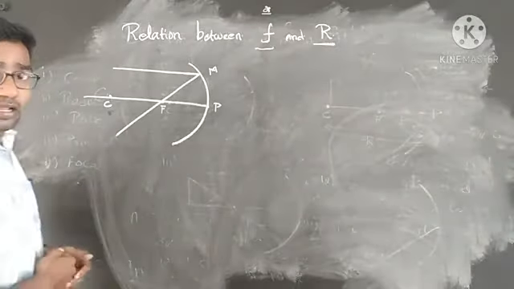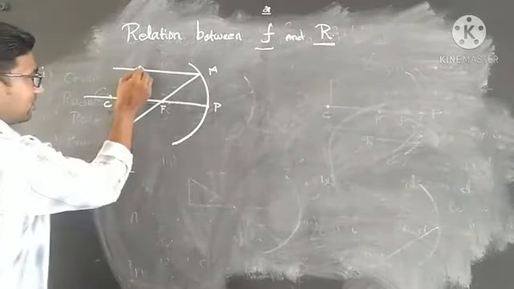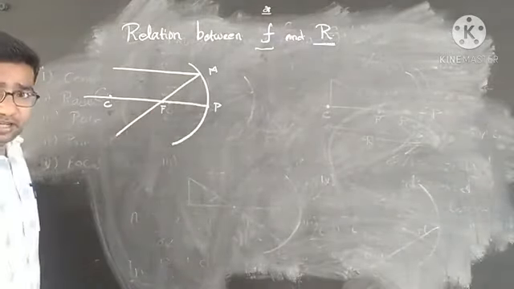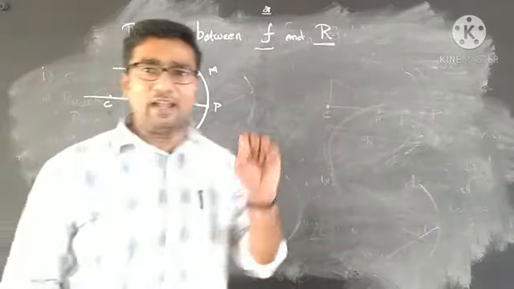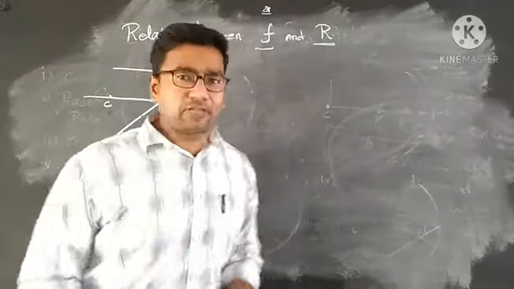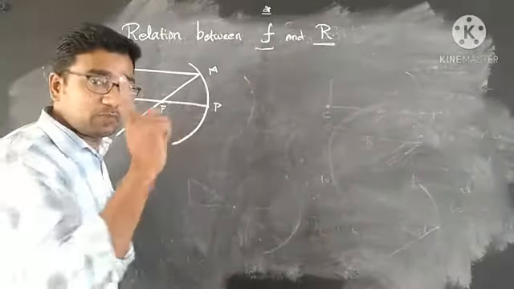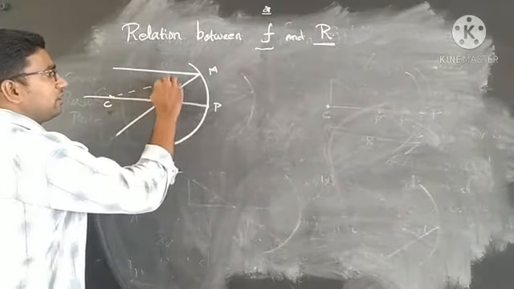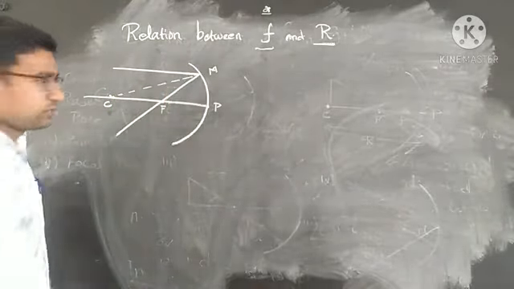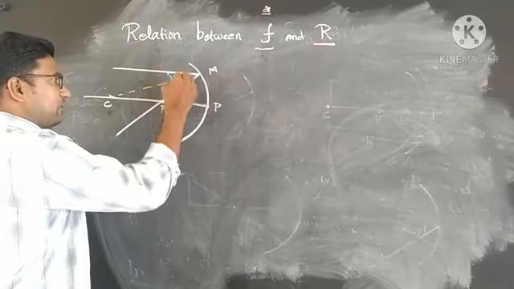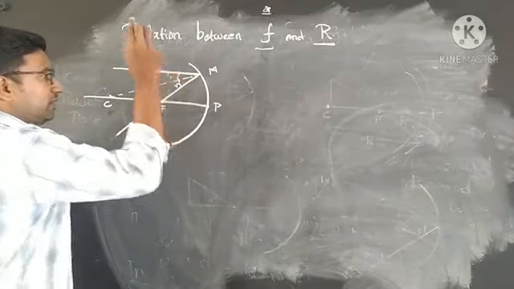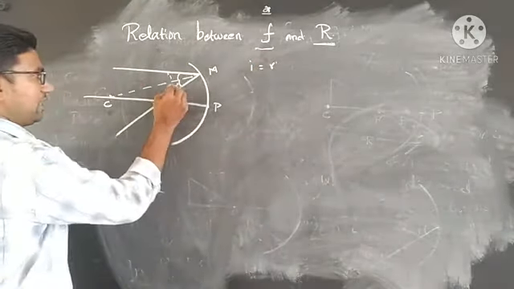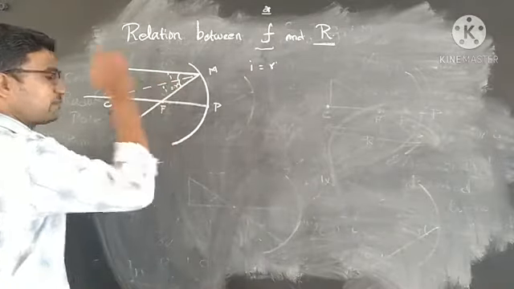Okay, students, listen here. This is the incident ray. This one is the reflected ray. We know very well the angle of incidence is equal to the angle of reflection. Before that, we should draw the normal line, like this. Am I right? So the angle of incidence I equals the angle of reflection R. According to the laws of reflection, I is equal to R.